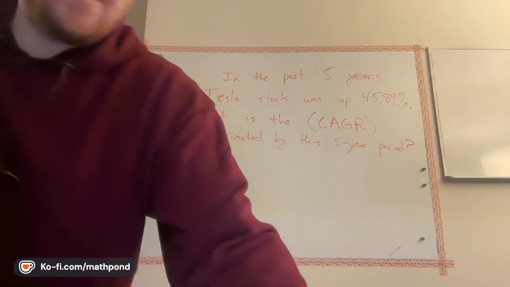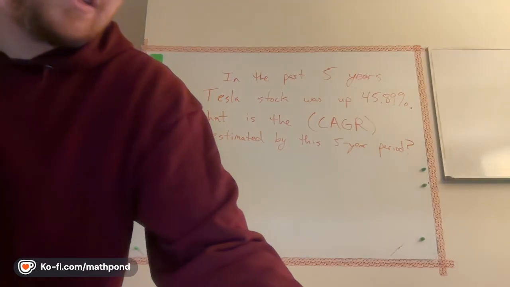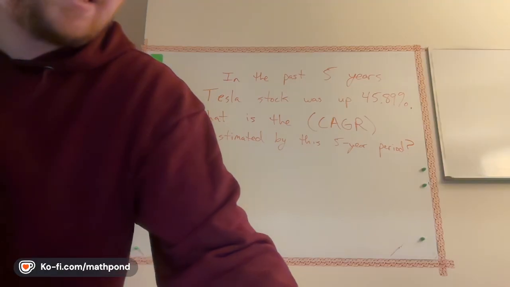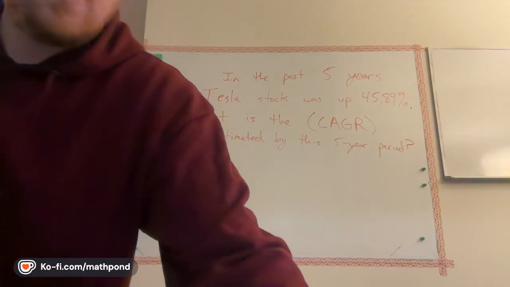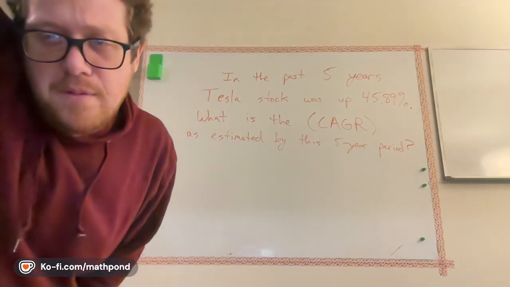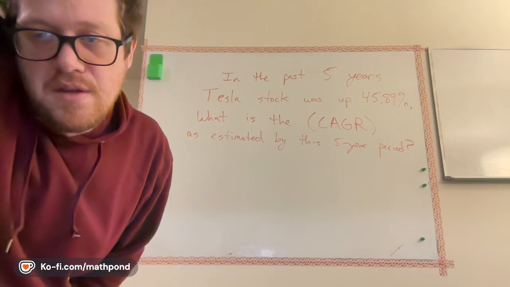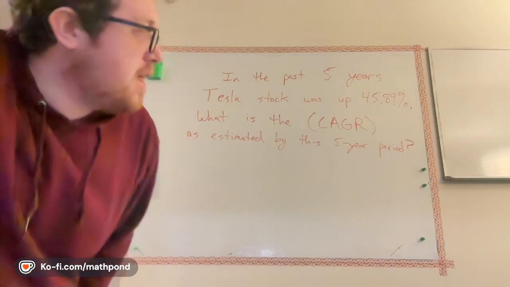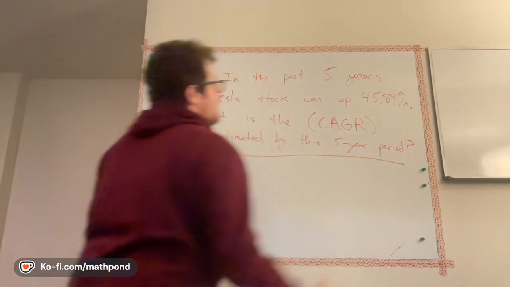I guess it went up $133, so it started out at almost 290-ish, then went up to 422 according to this picture. Jeff says 1 plus x to the 5th is 1.4589. Yeah, that sounds correct. Let's explain that formula, but that sounds like the correct way to go.